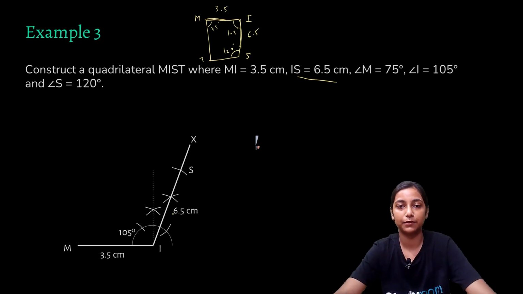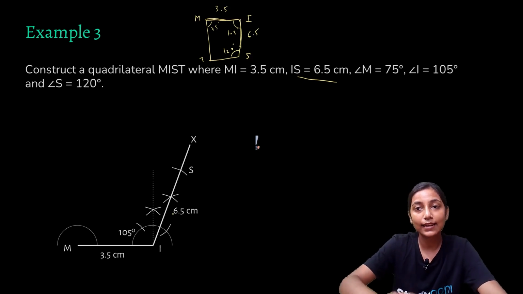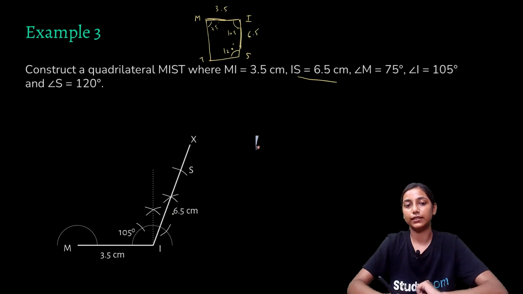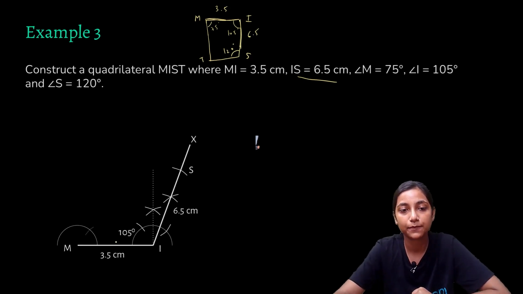This is 6.5 centimeters. Now what do we have to find? We have M, we have I, we have S. Now the last point that we need to complete our quadrilateral MIST is T. You can check that angle M is given to be 75 degrees. A straight line is 180 degrees, right? This will be 30 degrees and this one will be 120 degrees. This is going to be 90 degrees, but we need 75 degrees.